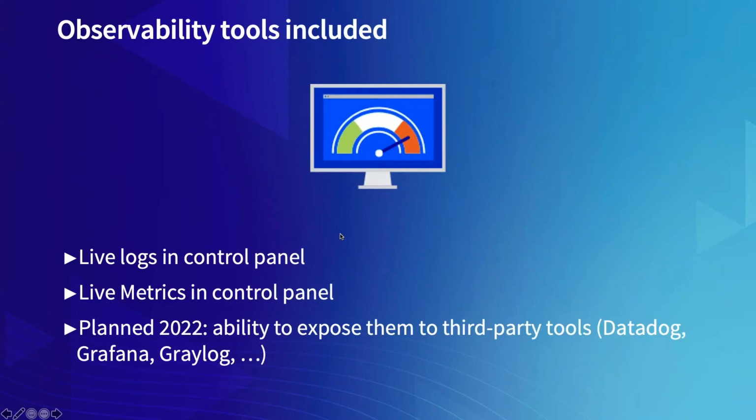Observability tools. I will show you live just after, but again, we have live logs inside the control panel. So you click on the logs tab and you will see live logs of your cluster, allowing you to diagnose an issue very easily. And same for the metrics like the CPU usage, disk usage, read and write operations, and network, which are directly shown in the control panel. And what we want to achieve next year is to allow you to expose those metrics to third-party tools. Imagine you already have a Datadog account, a Grafana or Graylog system somewhere else, and you want to push data from this kind of service into your existing platform. This is what we want to achieve next year.